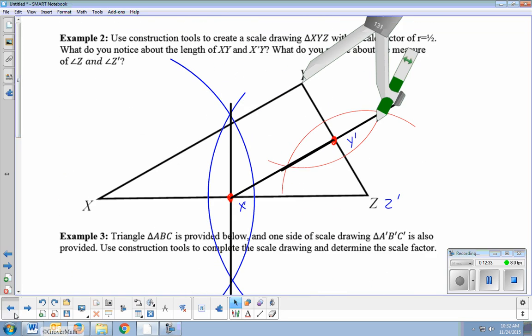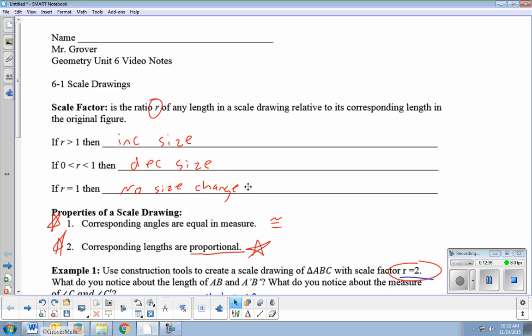All right, so this is kind of the intro to dilations, and we're going to see more constructions similar to these.